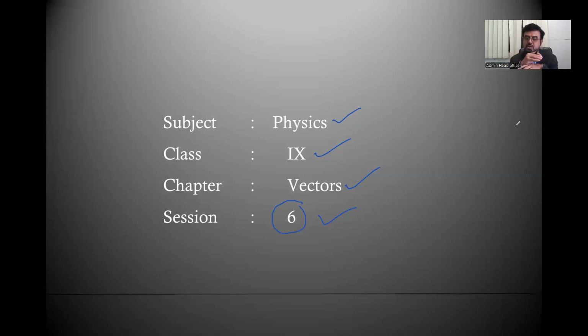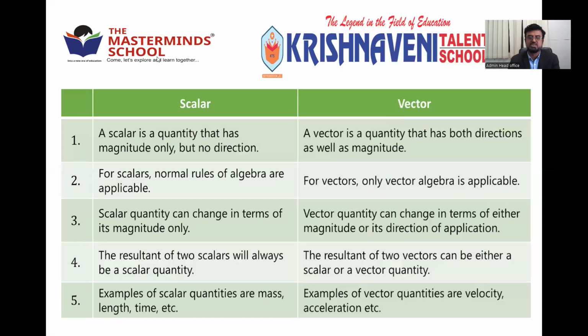Almost we have completed the conceptual part of this chapter. Only a few mathematical parts are left, followed by worksheets. Right? So before going for today's mathematical part, let us recall what we learned in the earlier 5 sessions, starting from the difference between scalars and vectors, means how physical quantities are classified into scalar quantities and vector quantities, based on magnitude and direction. That we have seen clearly in the differences.